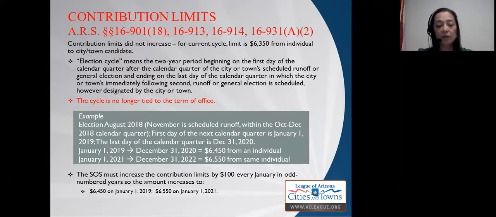So at that point, in that 2-year period, they collect $6,450 from an individual. And if they're in a 4-year term, they still have 2 more years until their next election. As of January 1, 2021 through December 31st of 2022, that's another 2-year period. And again, it goes up by $100, so they can receive $6,550 from that same individual. So again, the contribution limits didn't increase in terms of that base amount, although they go up biennially. But because the election cycle is only a 2-year period, if you are a 4-year termed candidate, you essentially can get double from the same individual, because you have 2 election cycles within your 4-year period.